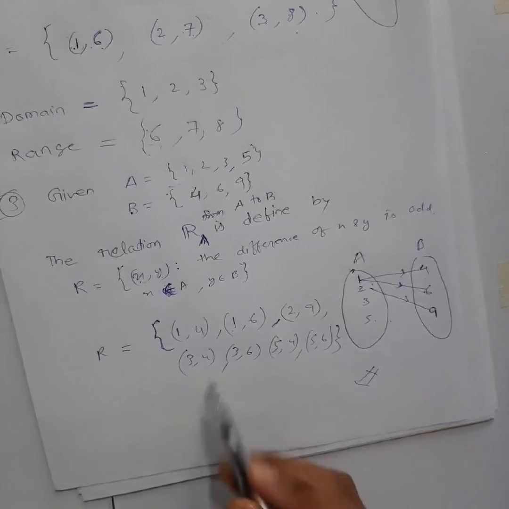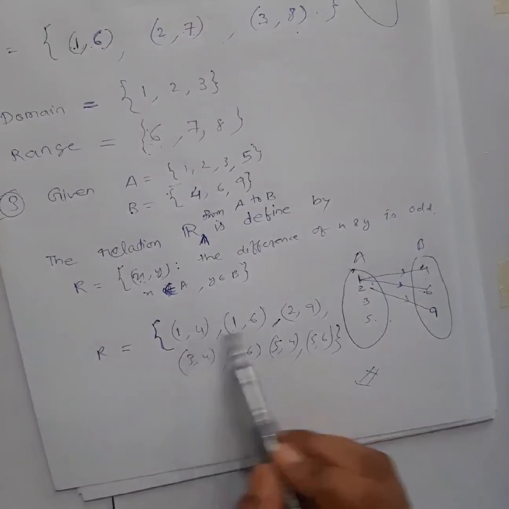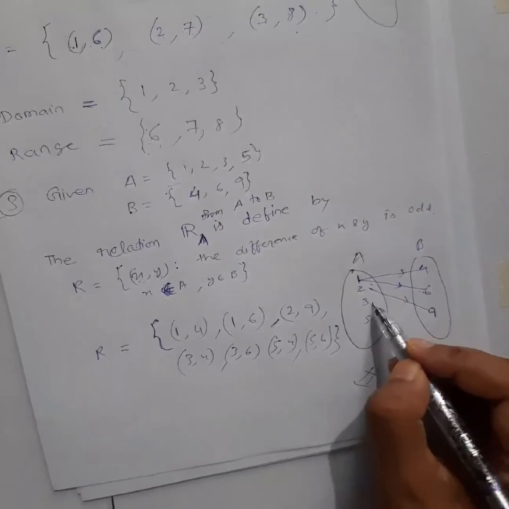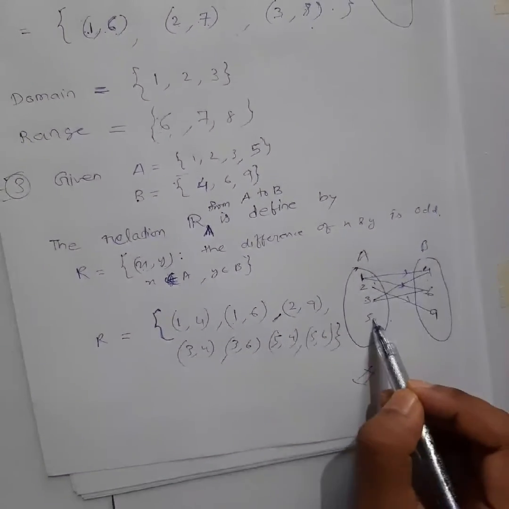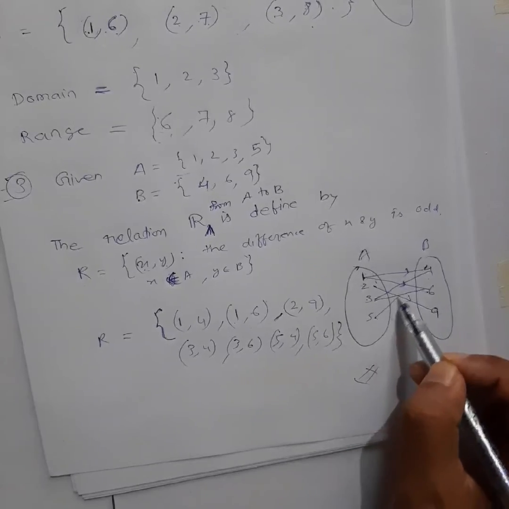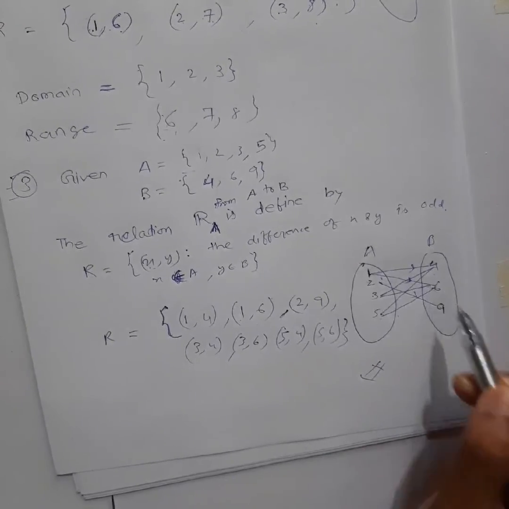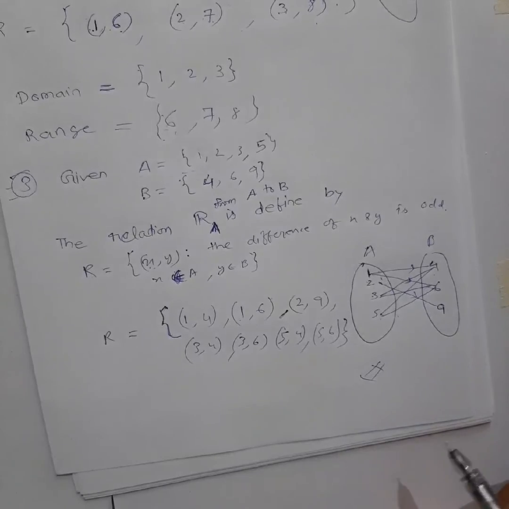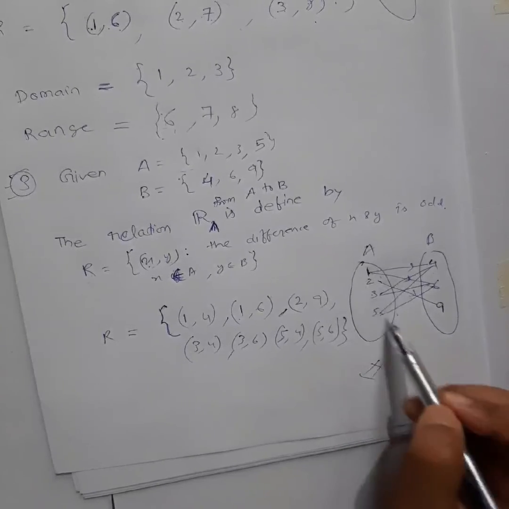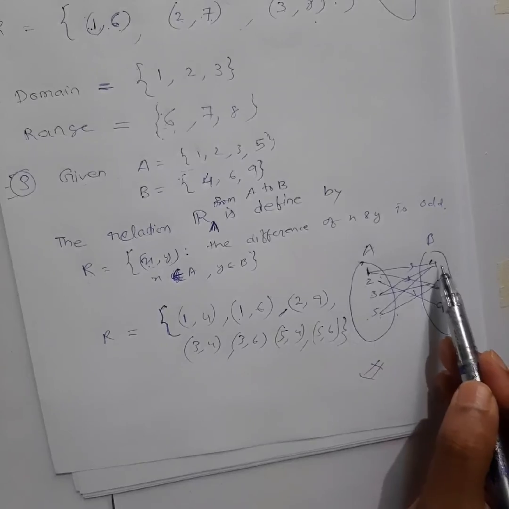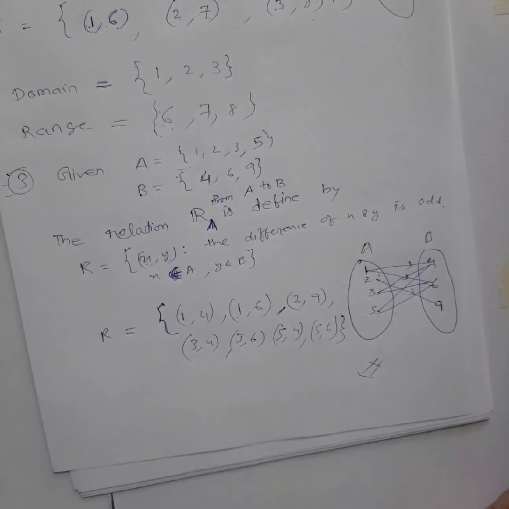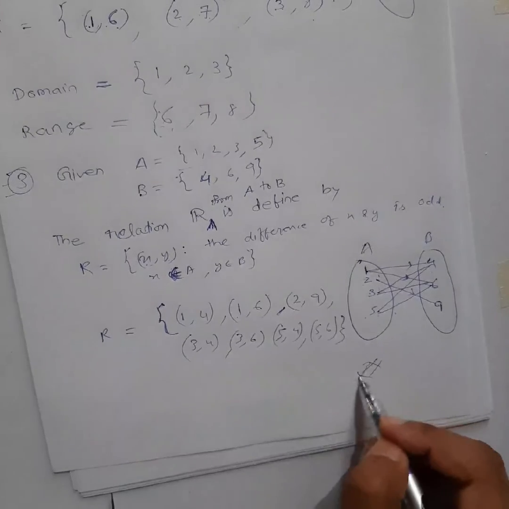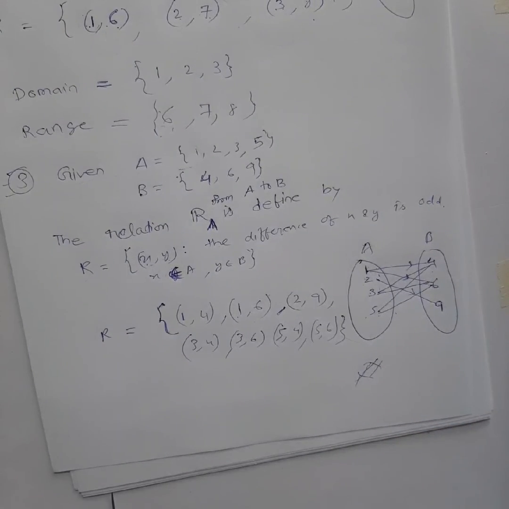Okay, very simple. So here if they ask what is the domain, you can see the domain will be 1, 2, 3, 5. And what will be the range? 4, 6, 9 will be the range, and your codomain will also be the same. Okay, so the rest of the questions you please try. In the next video I will show you that, and we will start functions also.